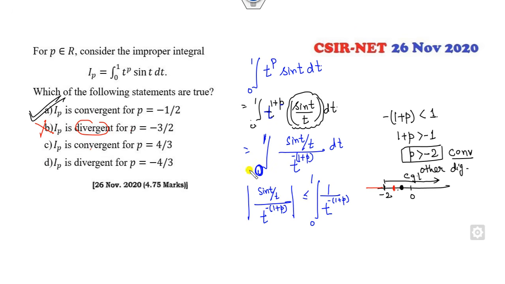I_p is convergent for 4 by 3? 1.33 lies here, it's convergent. Minus 4 by 3, minus 1.33 lies here, so it is convergent, but he said divergent. This option is also cancelled. A and C are my right answers. Always remember, whenever there is a sine term, write it in this form whenever 0 is the point of discontinuity.